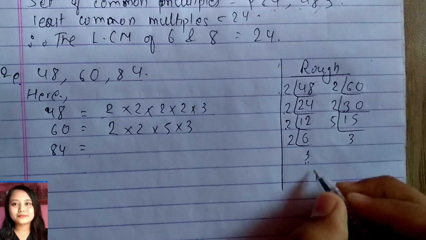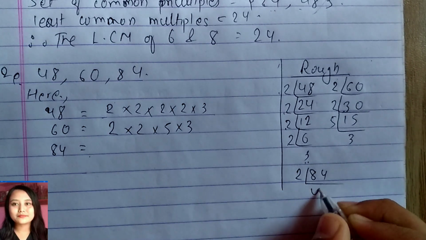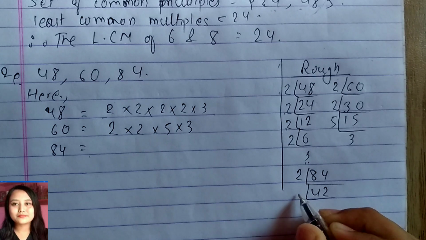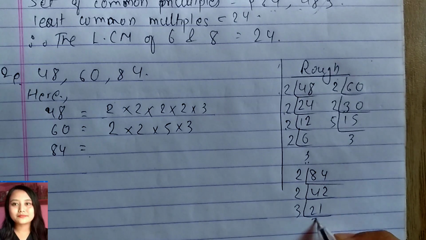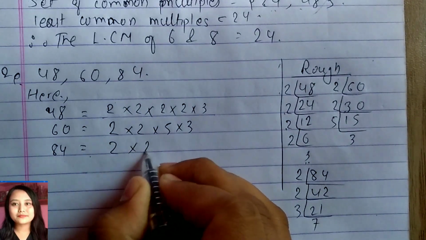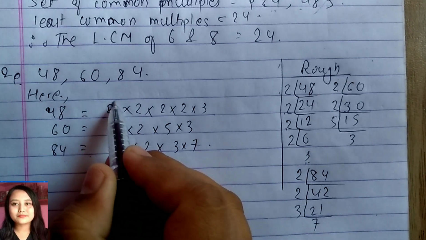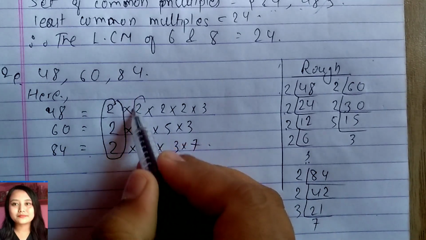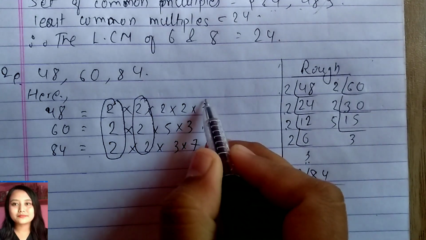Another we have is 84. 84 can also be divided by 2, giving 42, then 21, and 3 7s are 21. So 2 into 2 into 3 into 7 are the prime factors. Now here you can see that in all three numbers 2 is common, here also 2 is common, and again 3 is common in all of them.